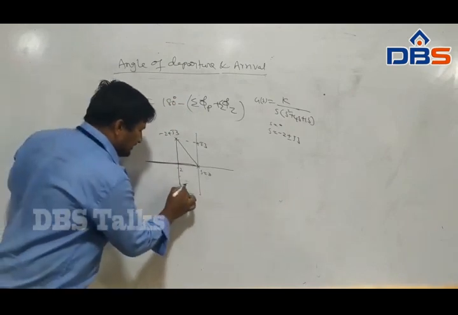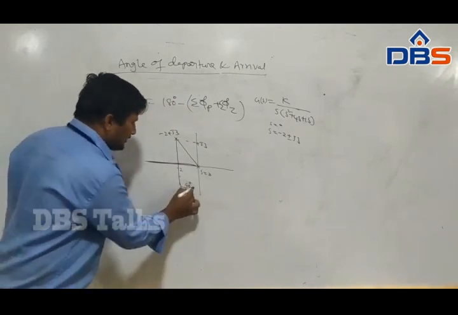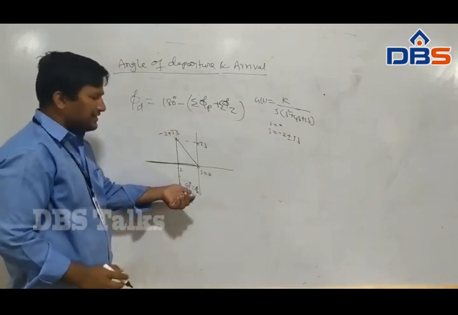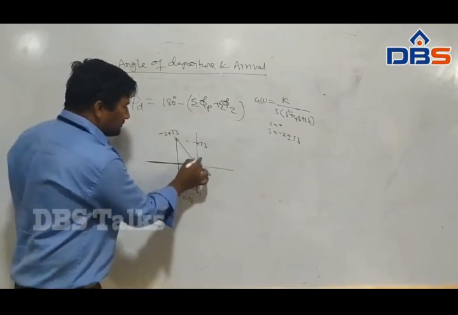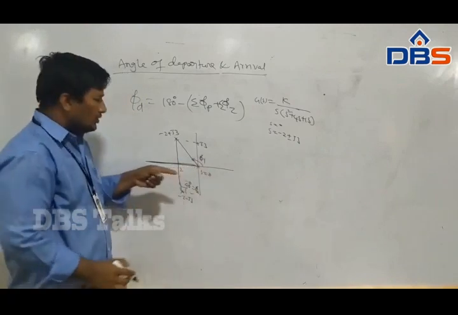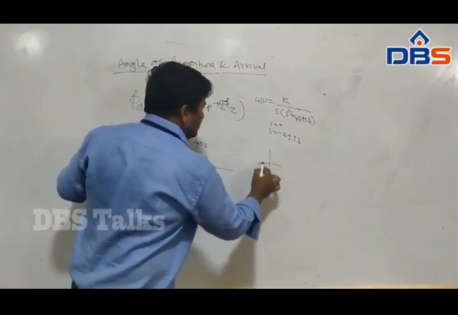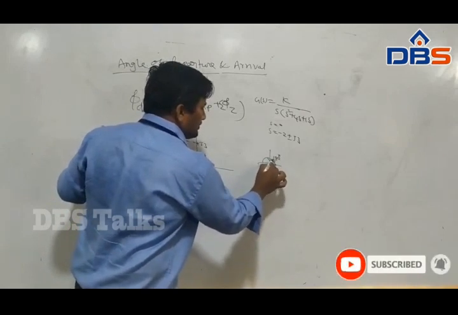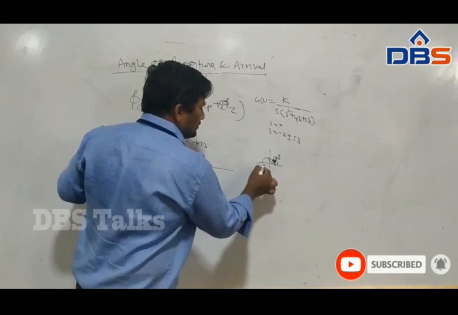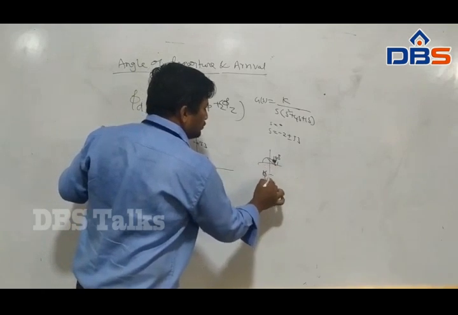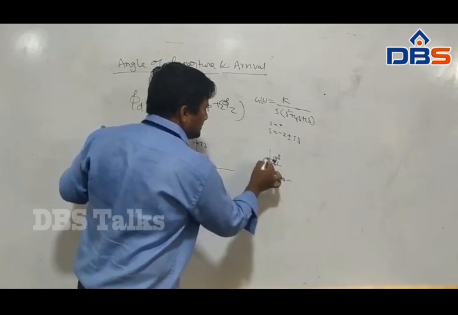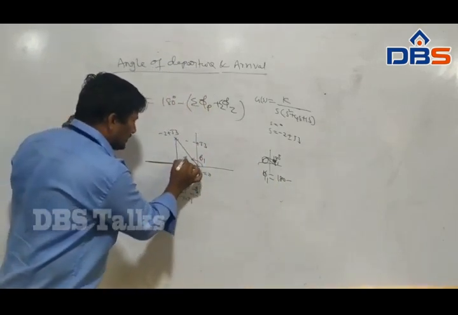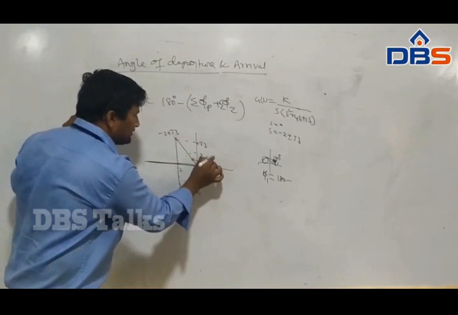Now this is exactly 90 degrees, so this is φ2. It is orthogonal, that's why it is 90 degrees. Now I have to calculate this one, this is φ1. Generally this is 180 degrees, right? Now I have to calculate this one, this is θ. So φ1 is equal to 180 degrees minus this portion. So the total is 180 degrees.